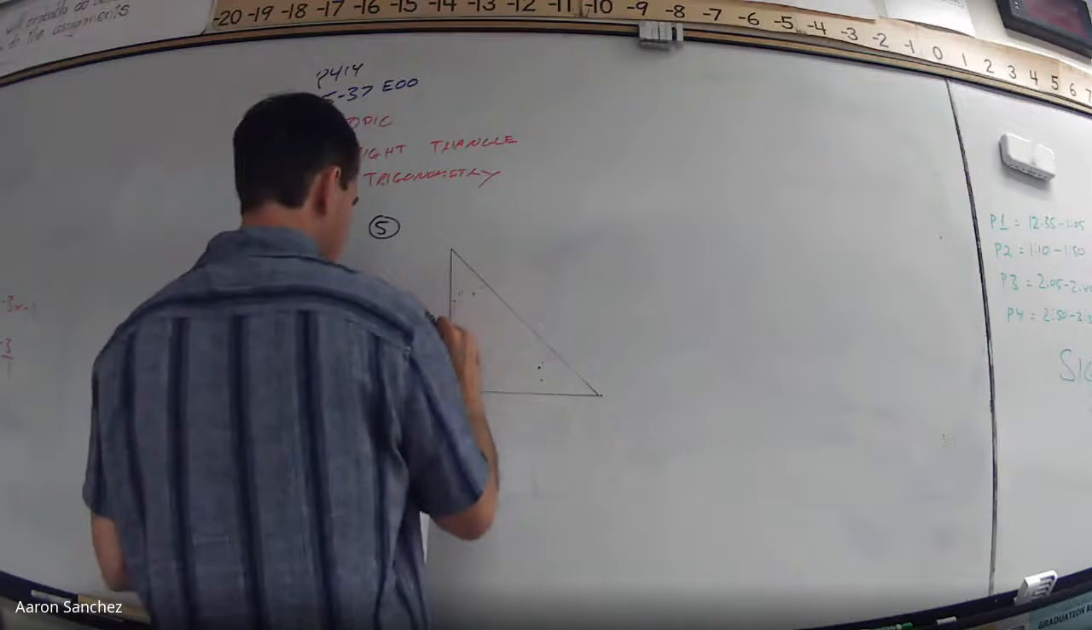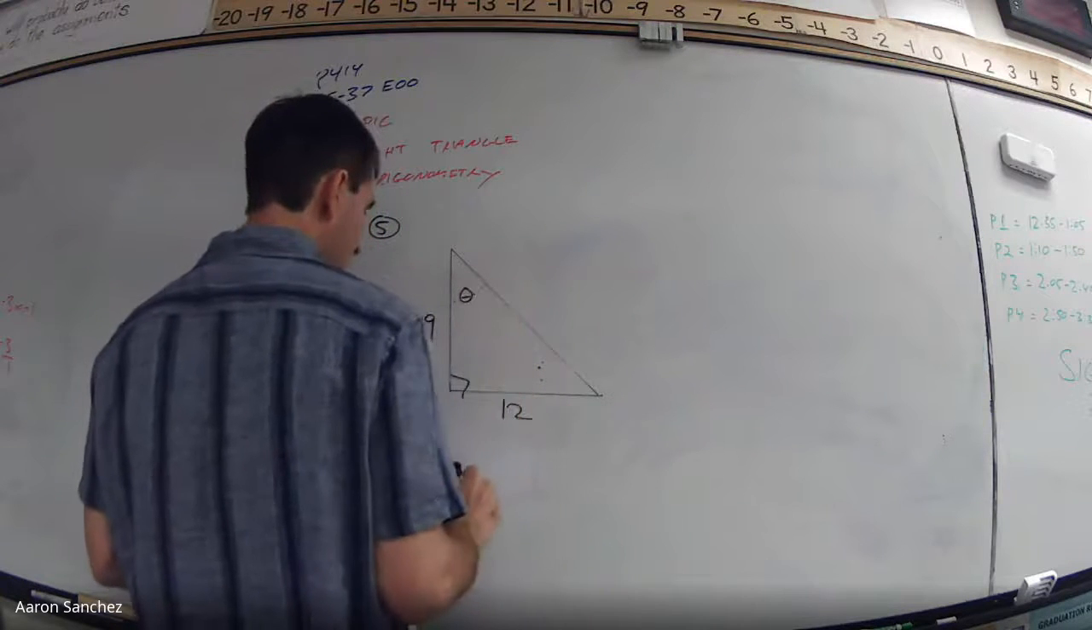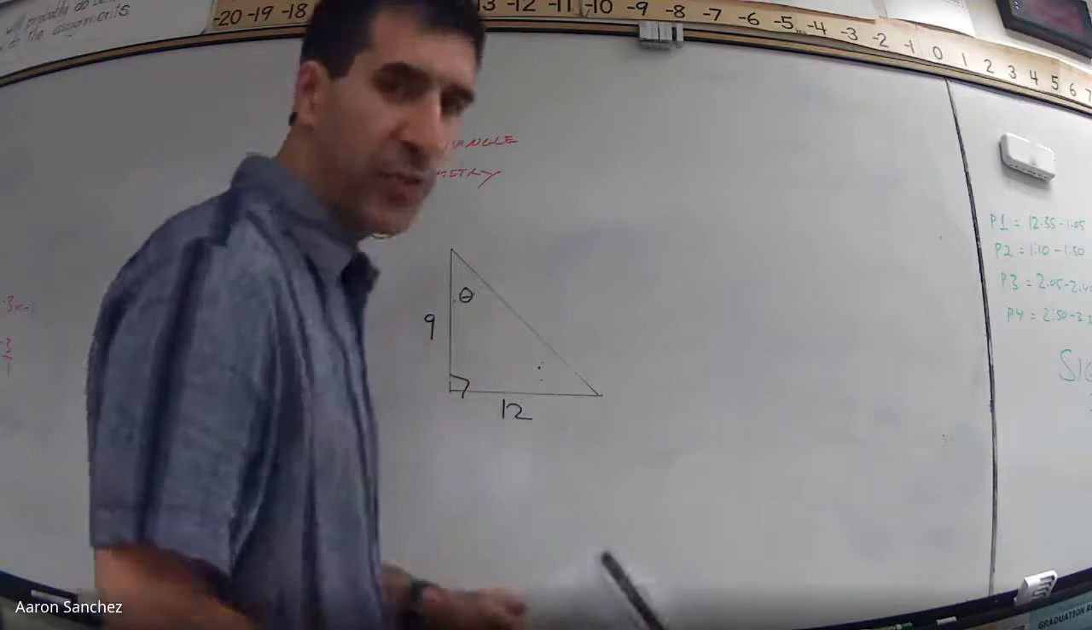Now they give you this side. This side's 9, this side's 12, and we're using this angle theta. They want you to find all 6 trigonometric functions. We're asked to find sine, cosine, tangent, cosecant, secant, and cotangent for all of these. That's what we're asked to solve for, okay? But I need to find that missing side.